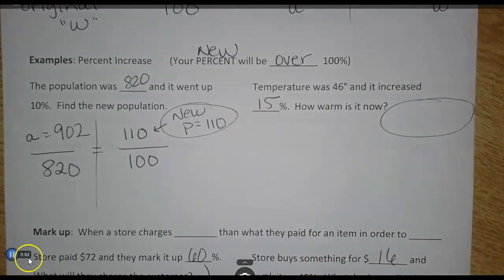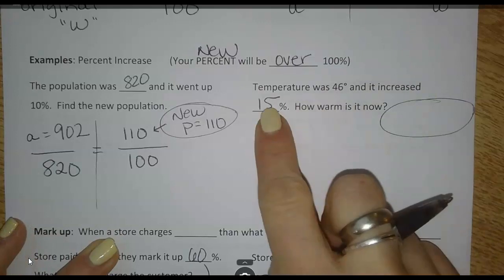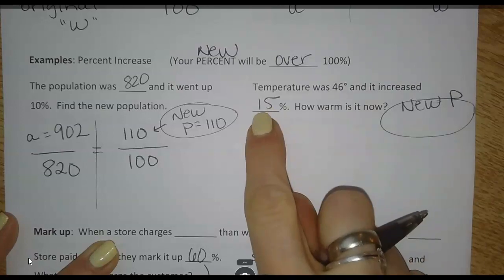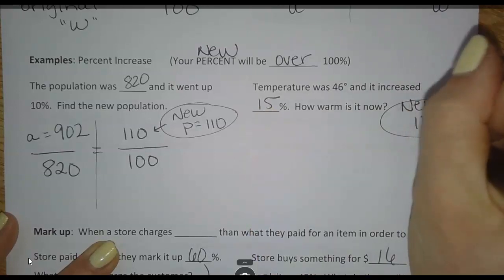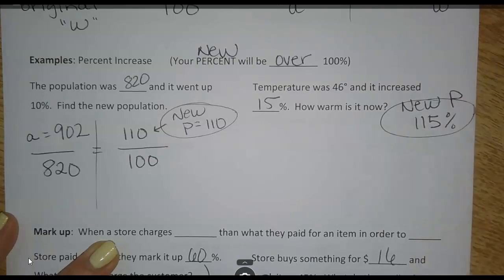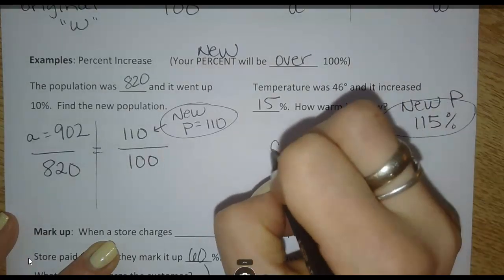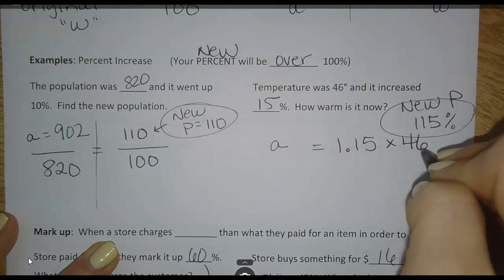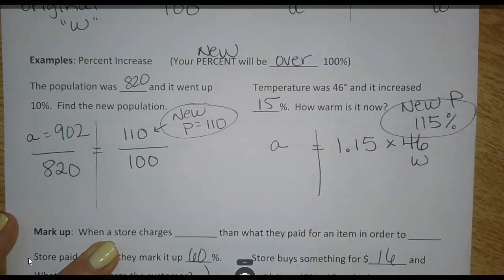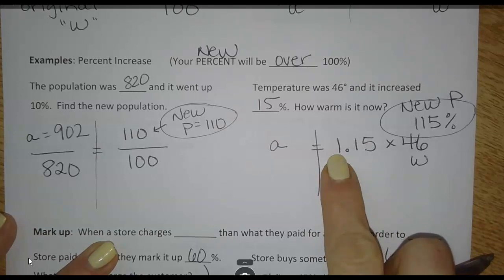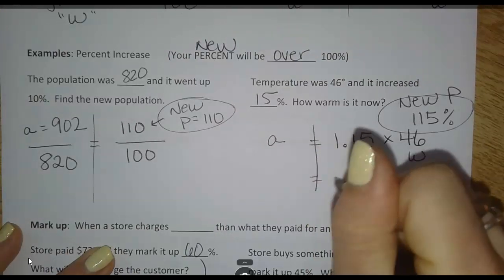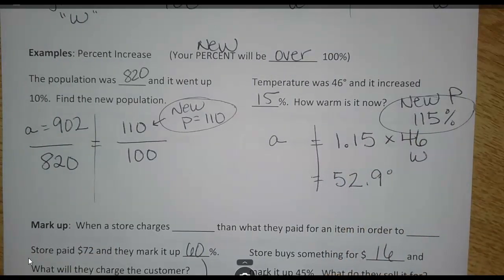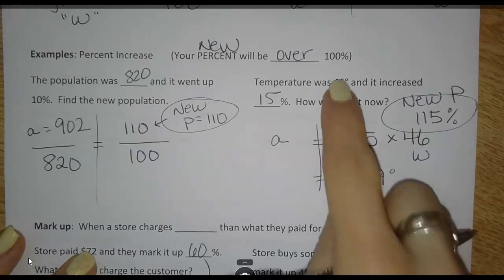Let's do one with the equation. The temperature was 46 degrees and it increased 15%. Well, my new percent that I need to plug in, it went up another 15%, so now I'm at 115%. So I'm going to use that in my equation. I'm looking for A. Now it's 115% of the original amount, or of W. And if I type that into my calculator, 1.15 times the original 46, I get 52.9. And that makes sense. It went up 15%. Now it's slightly higher than it was.